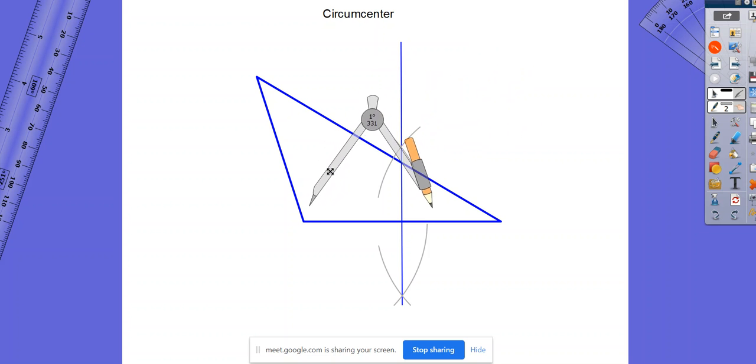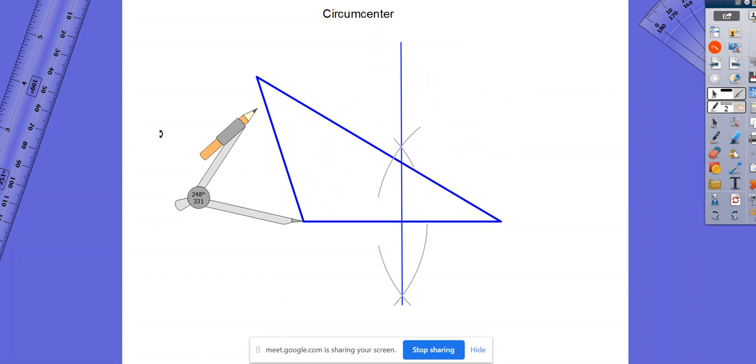So we're going to continue to find all three of the perpendicular bisectors.